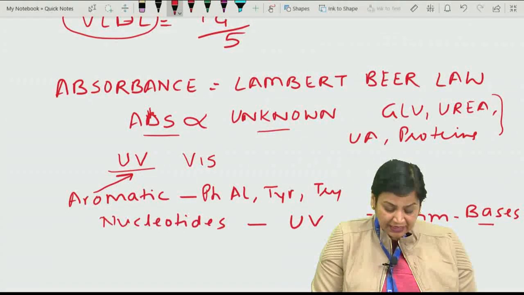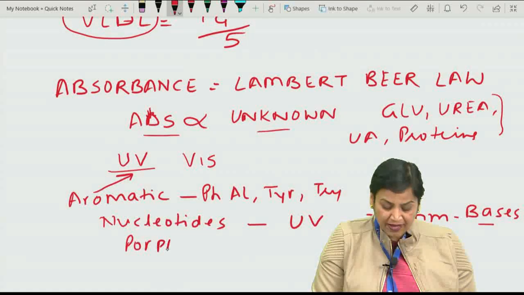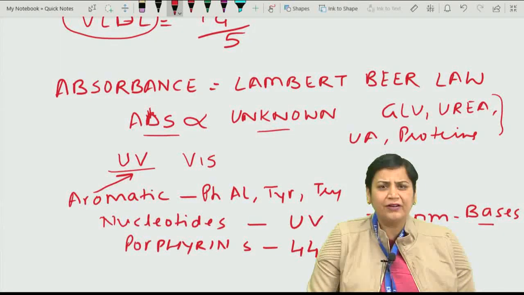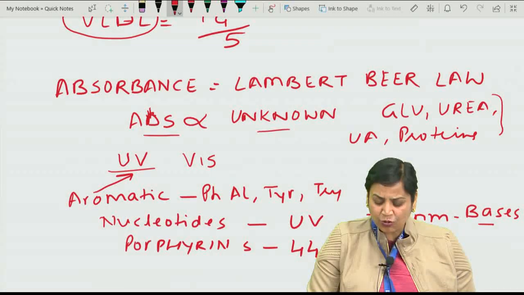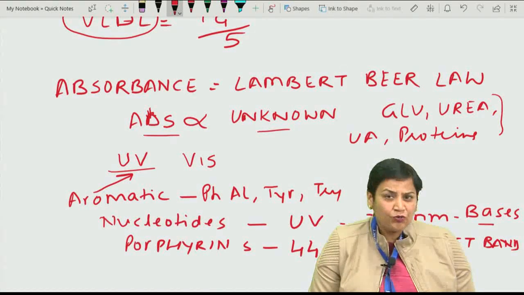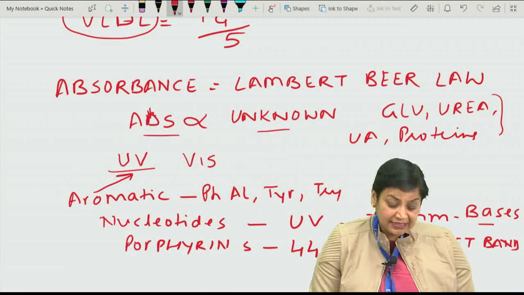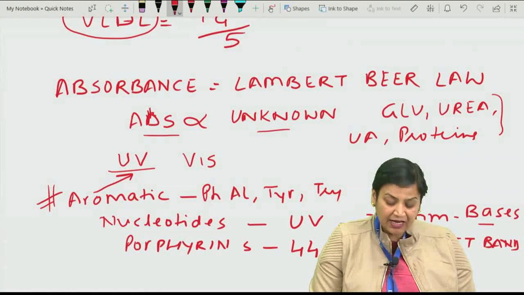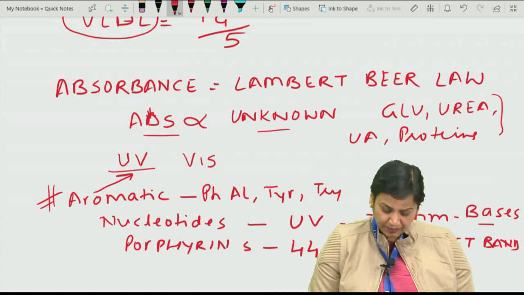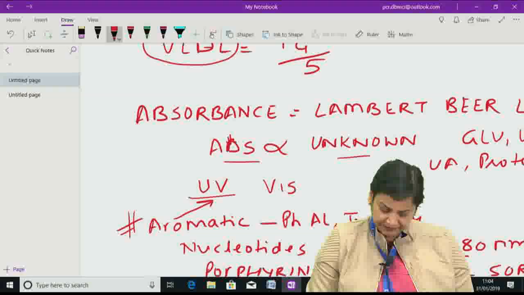Similarly, you can say others. If we say porphyrins absorb roughly at 440 nanometers, 440 or 400 nanometers, and they give a solid band kind of appearance. So whenever we talk about UV range in case of amino acids, it's the aromatic amino acids which are absorbing at the UV range. Is it clear? Next.